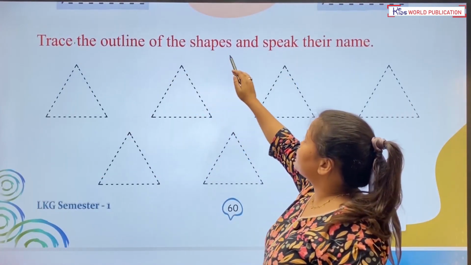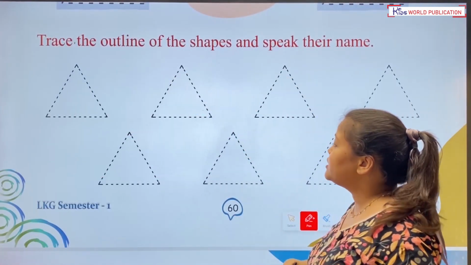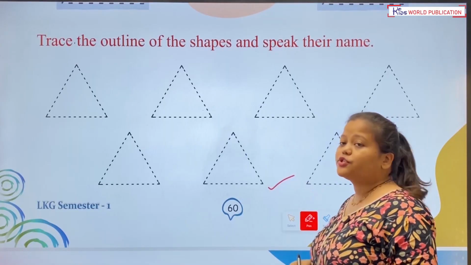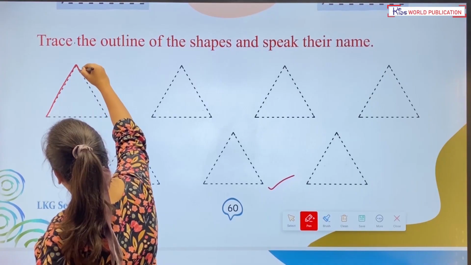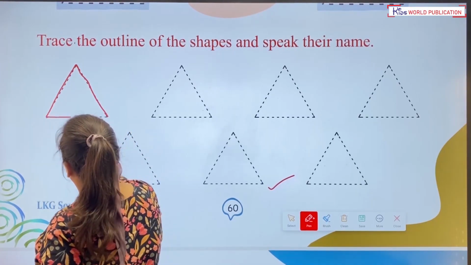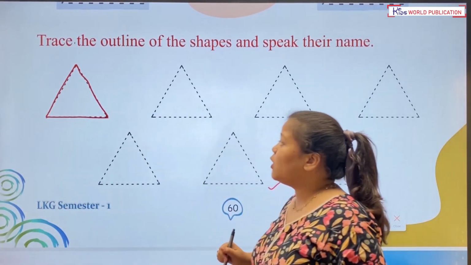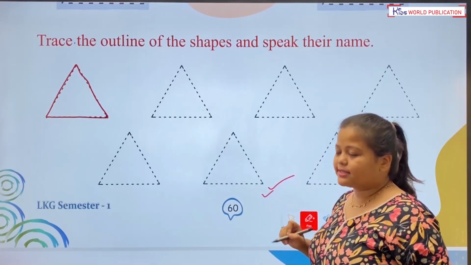Trace the outline of the shapes and speak their names. So kids, you will trace the outlines of the shape of triangle and also speak their name. This is how you will complete all the triangles.